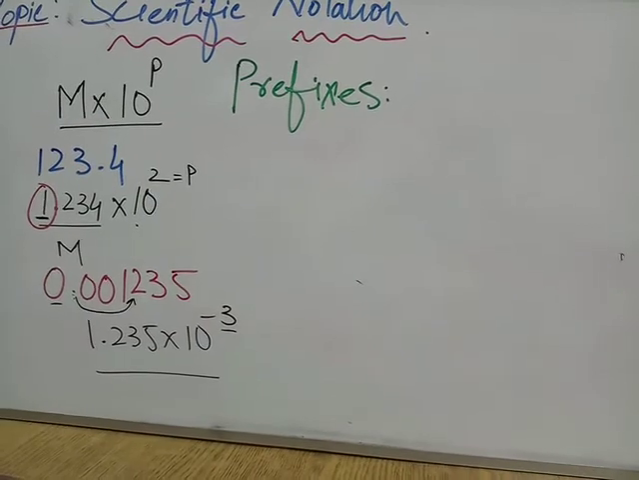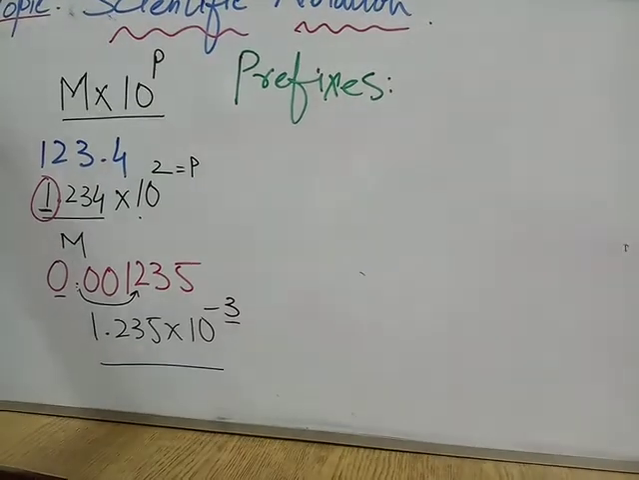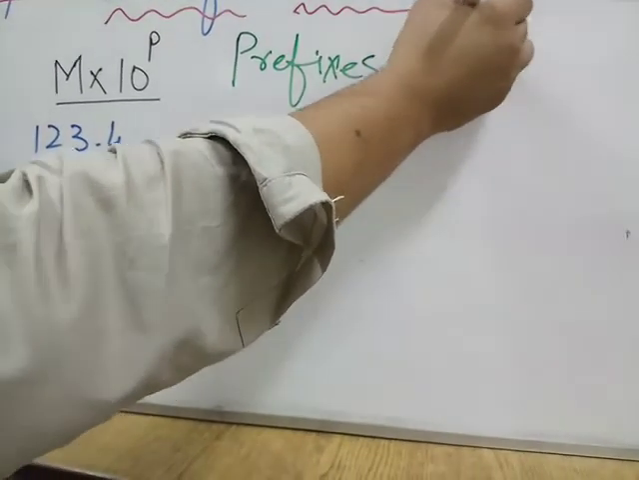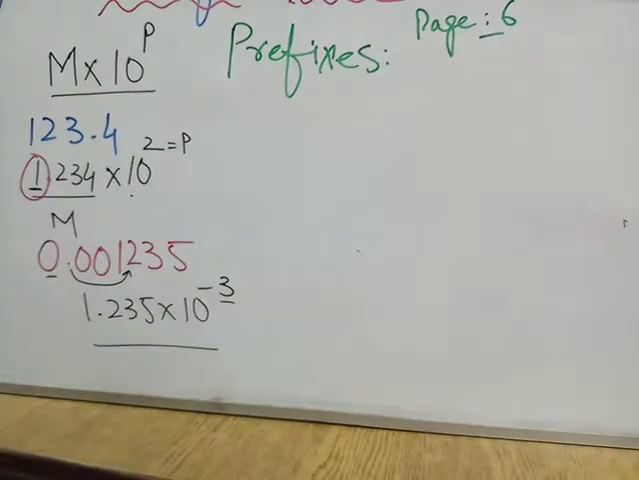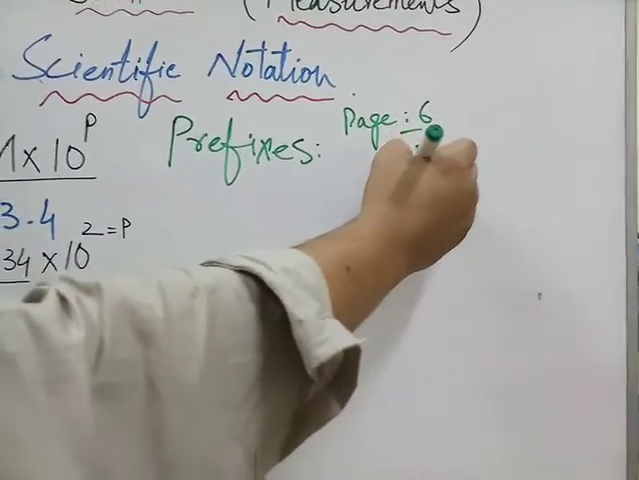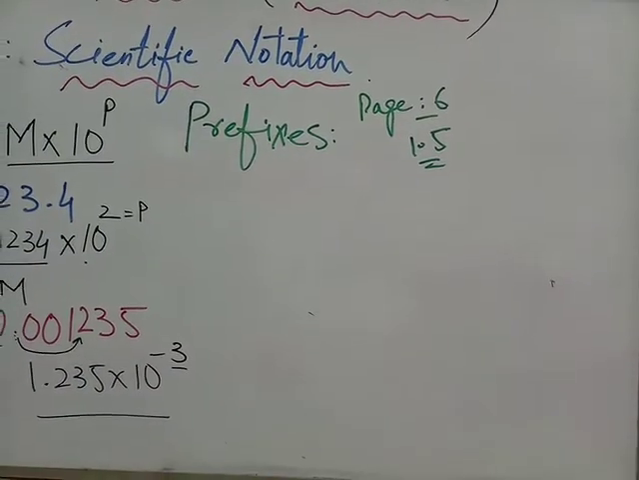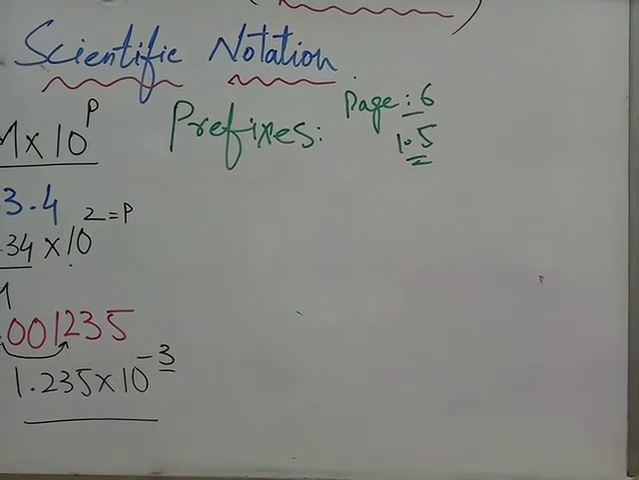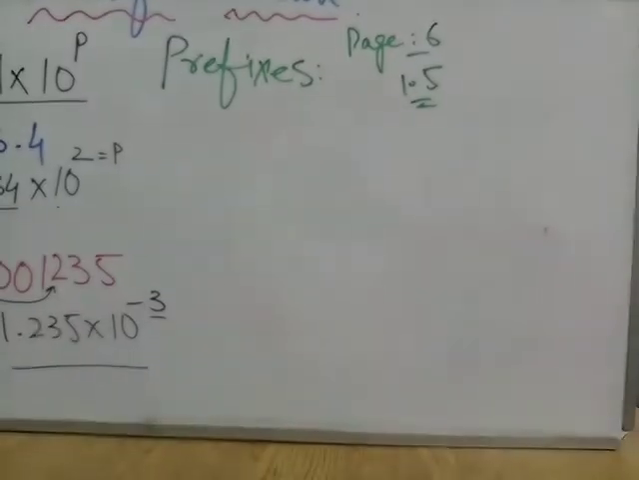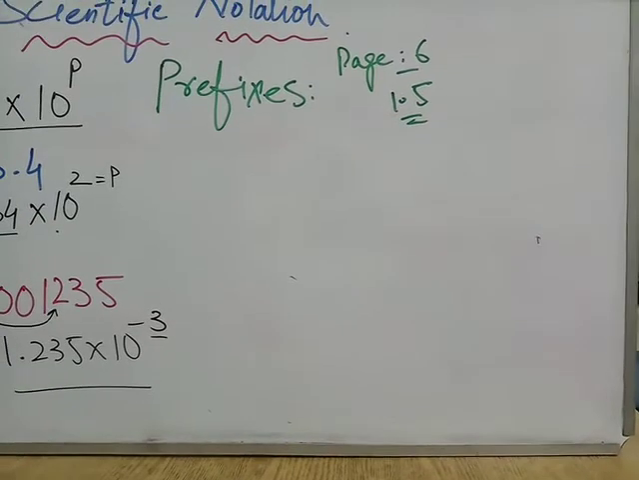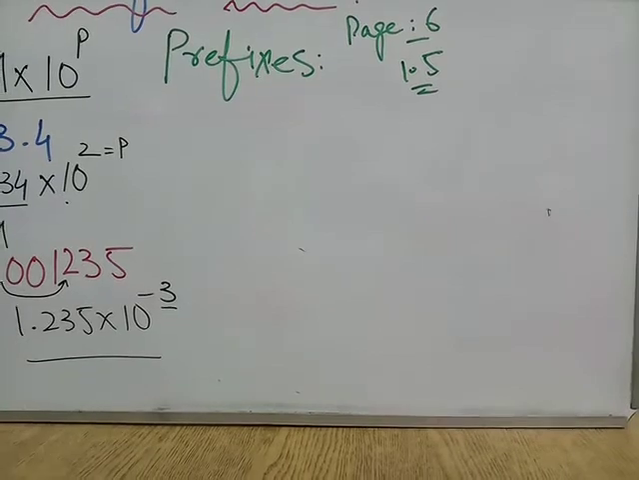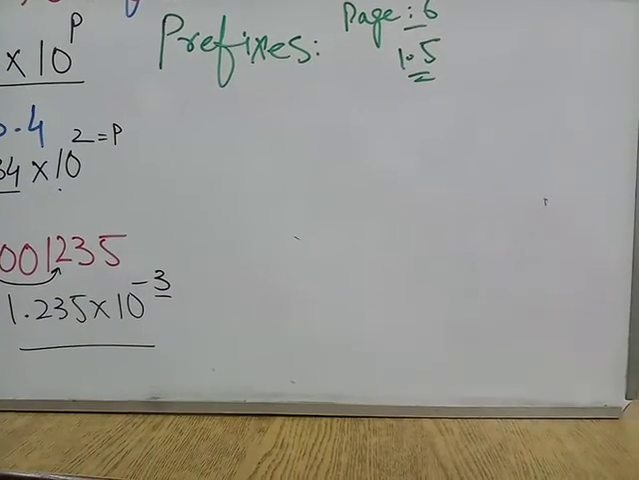So in your book, page number 6, there is a table 1.5. This table contains all the prefixes with symbols and equivalent power of 10. So what are the prefixes, and why do we write these powers of 10 in the form of prefixes?